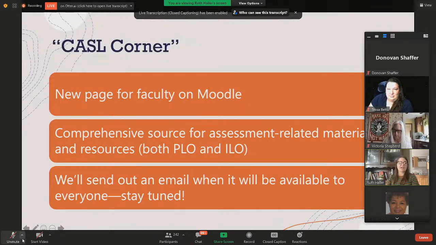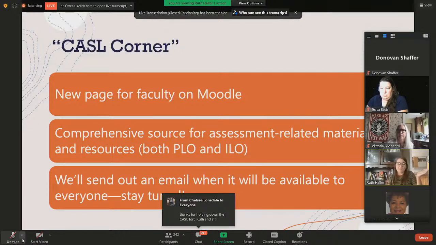One other little thing that the Castle co-chairs were working on over the summer was a new page on Moodle that will soon be available to all faculty on campus. Right now, I think only the program leads that we entered into the Moodle last year can see it, but we're still getting it ready and prepared for this semester with documents and other resources and materials that will be helpful both for program assessment of program learning outcomes and for assessment of the institutional learning outcomes.